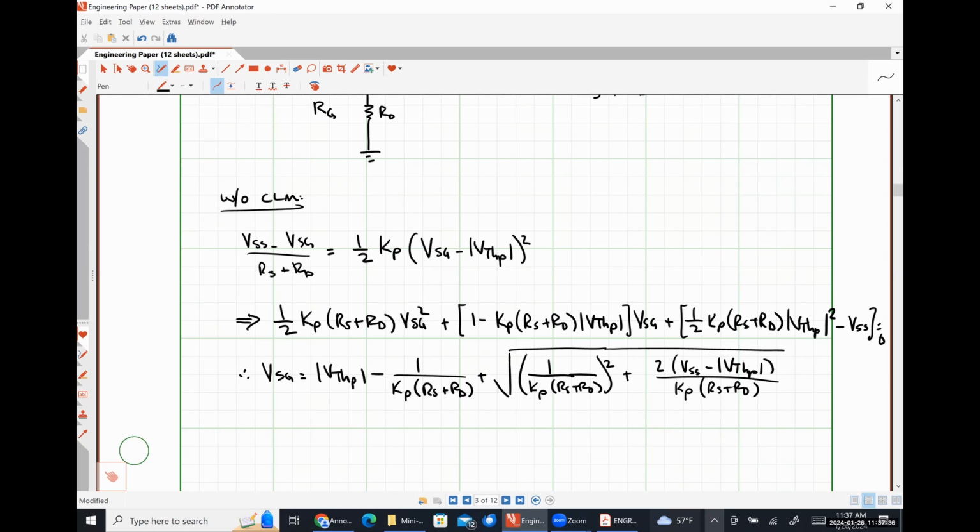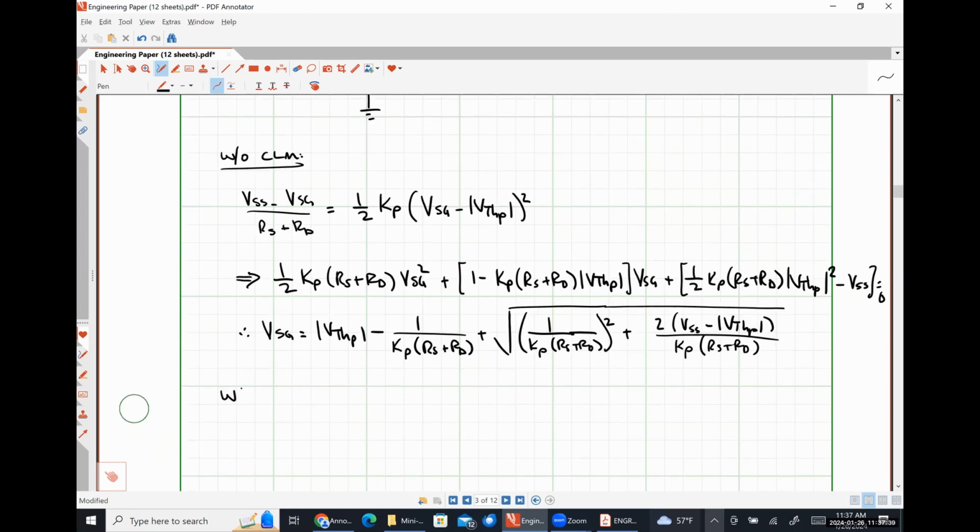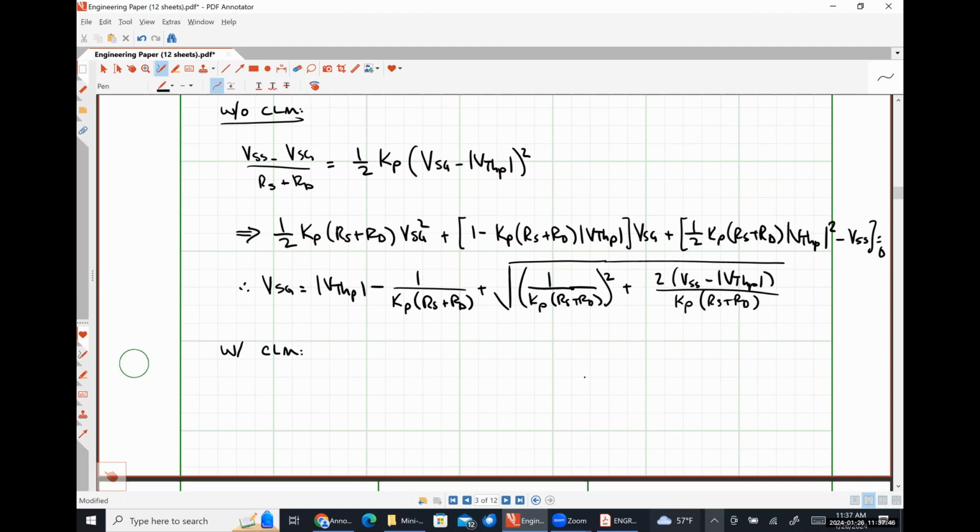And then lastly, with channel length modulation included, we find that VSG is going to be equal to VSS minus 1/2 KP RS plus RD, VSG minus VTHP squared times 1 plus lambda VSG.